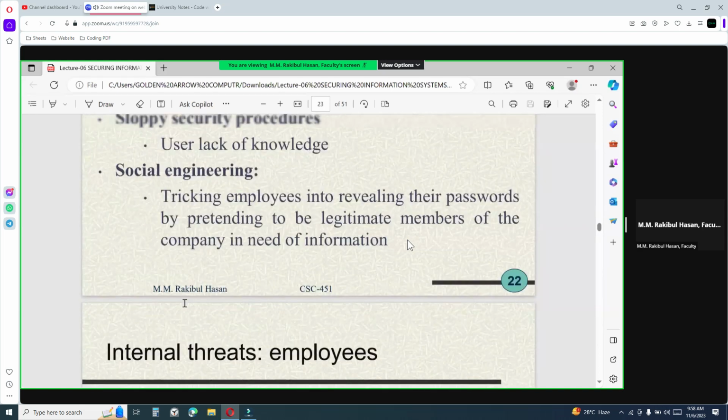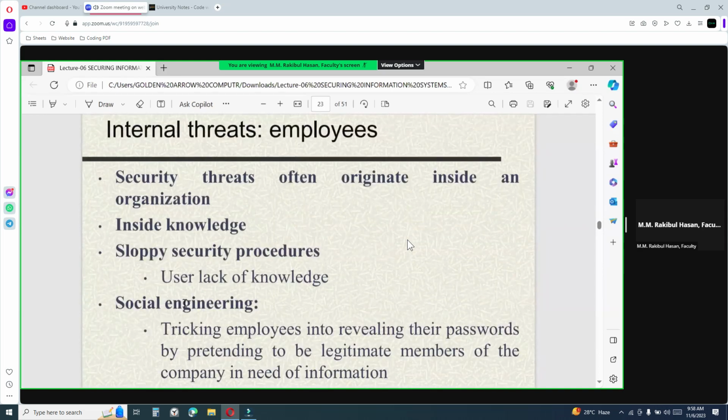Now we will discuss internal threats. What are the different types of internal threats you may face?